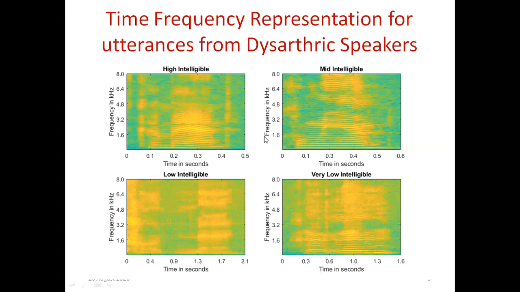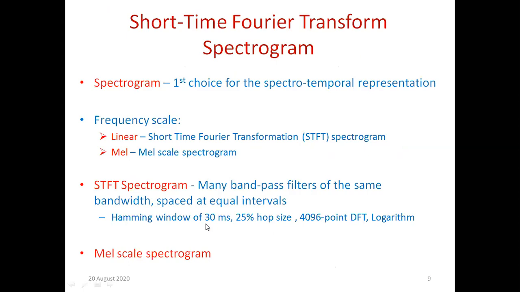So you can see I have plotted the time frequency representation for all the four here. In high intelligible speech, formants as well as harmonics are very clearly seen, but it goes on decreasing when you move to less intelligible speakers. For example, here in the low intelligible speaker, the harmonics and formants are not at all clear. So these are the representations.